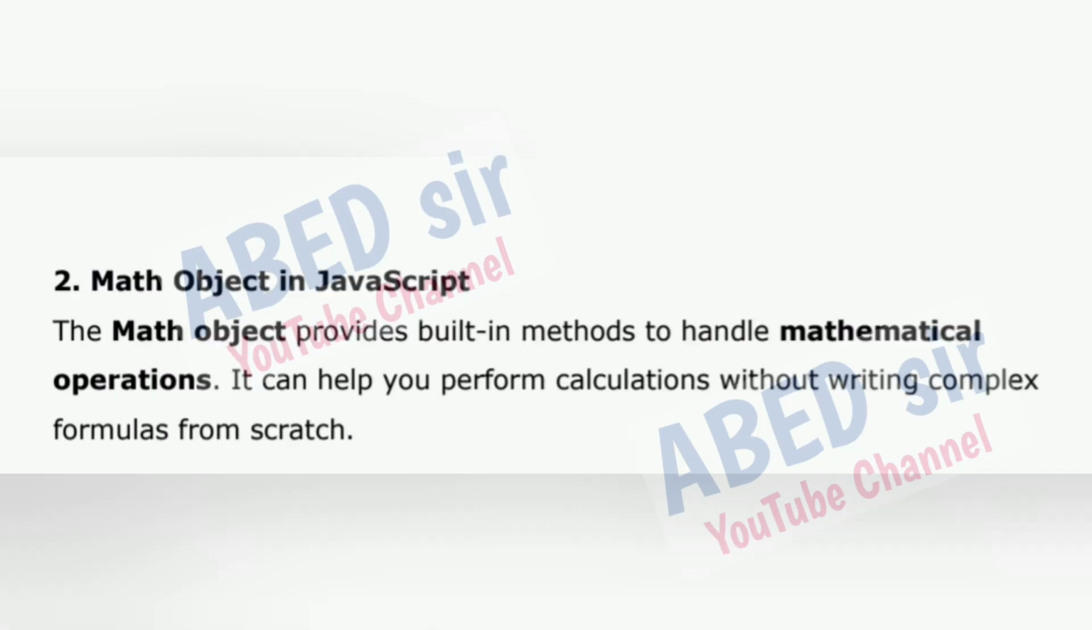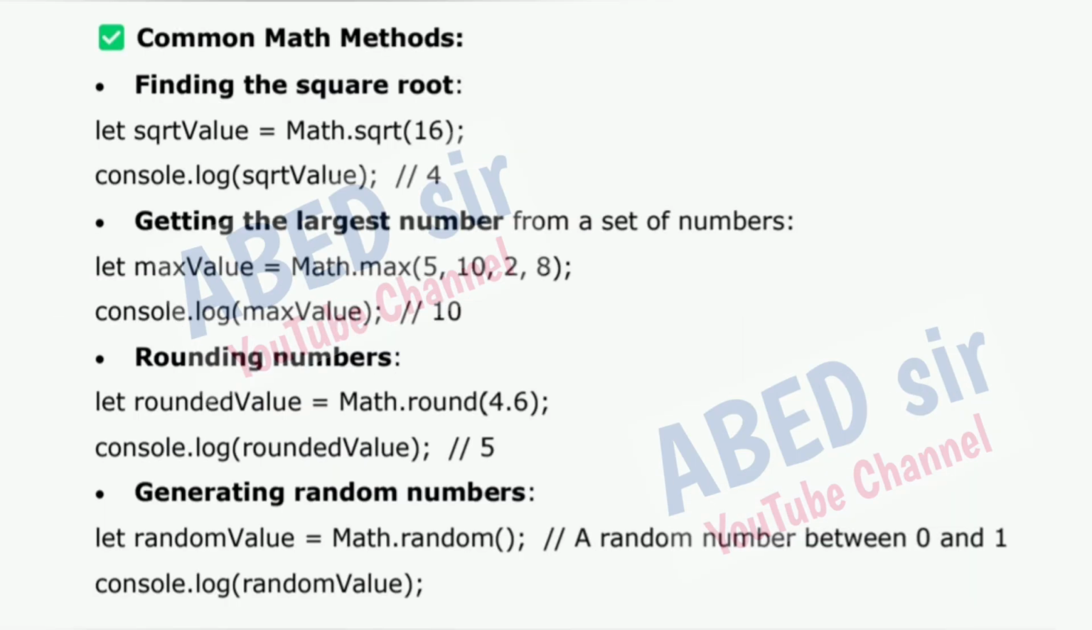2. Math object in JavaScript. The Math object provides built-in methods to handle mathematical operations. It can help you perform calculations without writing complex formulas from scratch. Common Math methods. Finding the square root. let sqrtValue = Math.sqrt(16); console.log(sqrtValue) gives 4.